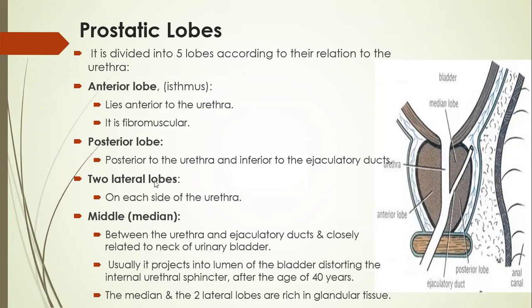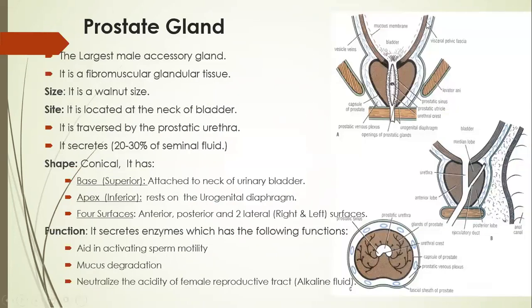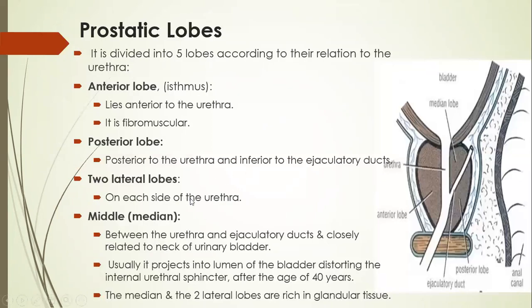Then we have 2 lateral lobes, which are on either side of the urethra. There is a middle or median lobe on the top, between the urethra and the ejaculatory duct. So: anterior lobe, posterior lobe, median lobe, and 2 lateral lobes.